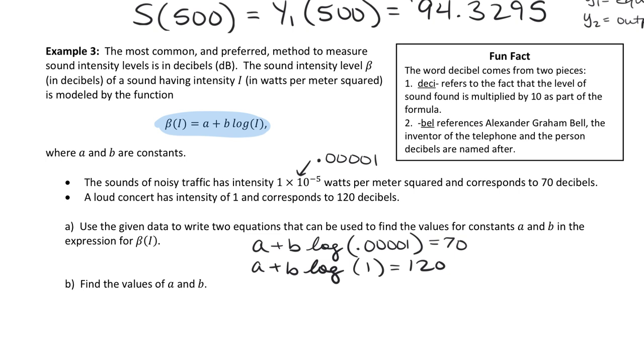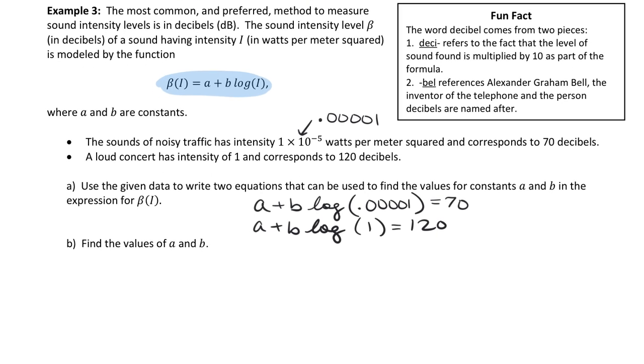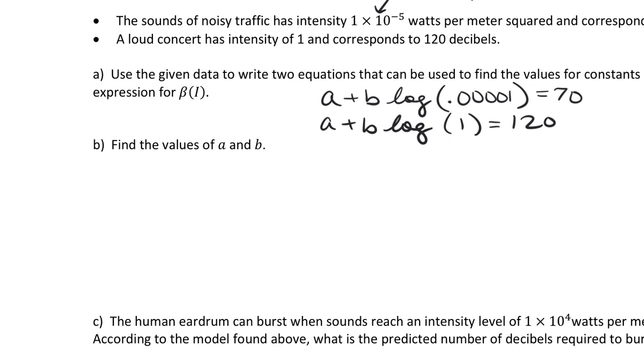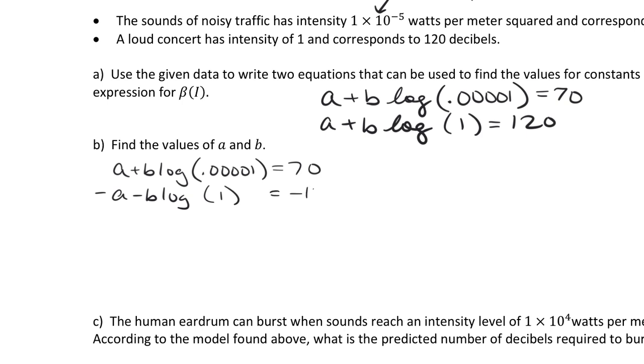But let's practice the same steps. Those of you who are recognizing some of these numbers, I know I'm going to do this the long way, but I want us to see another example of solving the system. And look, I gave you a little bit more room this time. To solve this system by hand, and remember, we have to do it by hand because it is not natural log, we will say a plus b times the logarithm of 0.00001 equal to 70. And then exactly the opposites. Negative a minus b times the log of 1 equal to negative 120.